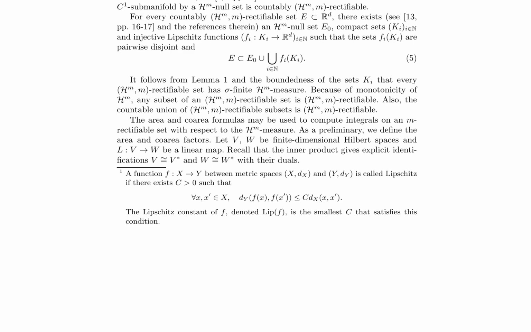This implies that every m-rectifiable set has sigma finite measure, and any subset or countable union of m-rectifiable sets is also m-rectifiable. The area and co-area formulas are introduced for computing integrals on countably m-rectifiable sets with respect to the measure, involving the area and co-area factors defined using linear maps between finite-dimensional Hilbert spaces.